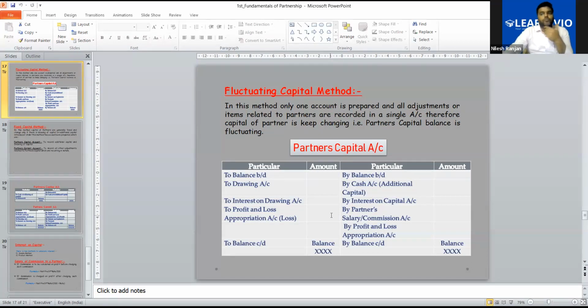But when we follow fixed capital method, then there are two accounts. One is called partners capital account and the other is partners current account. Now, what is the difference between these two? In partners capital account, we write only items which are rare, non-recurring in nature. And in current account, we write all other items, which are regular, recurring in nature. So only current account balance will fluctuate and capital account balance will be fixed. That is why it is called fixed capital method.